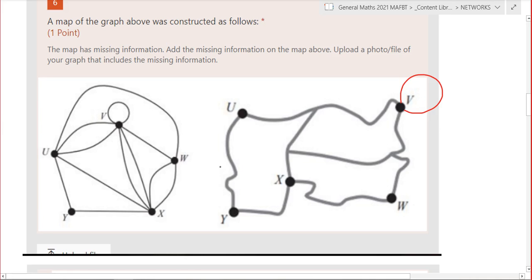Another thing that's missing is in this graph, V to W says there's only one connection, but technically V to W has two connections. You can see V to W can go here, but V to W can also go this way.